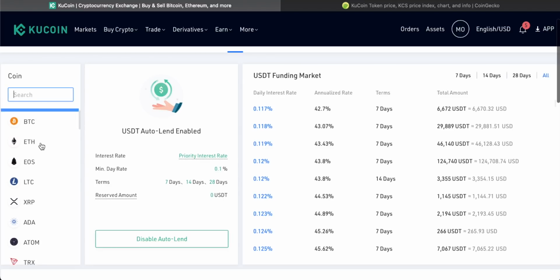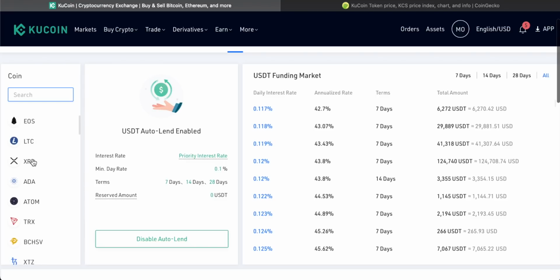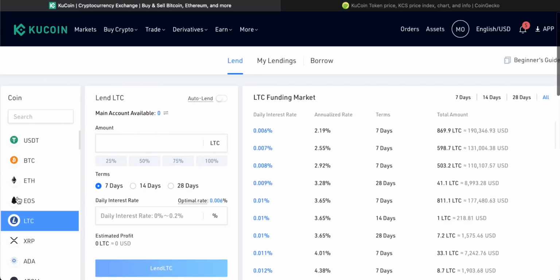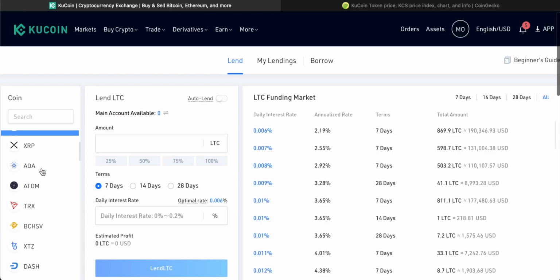Search for all the coins. I have found that pretty much all of the biggest coins are supported on here. So you can lend out your Bitcoin, and also Litecoin you can lend out. So you can click on each of these coins and then it will load the parameters right here for you. So you can see all of the interest rates and everything if you do want to lend out your coins.